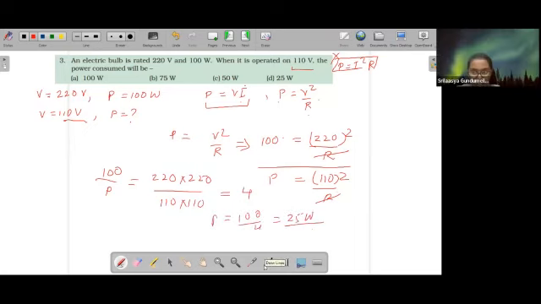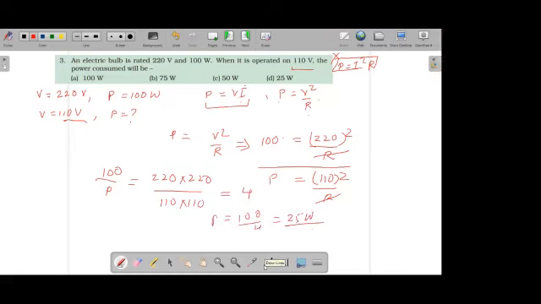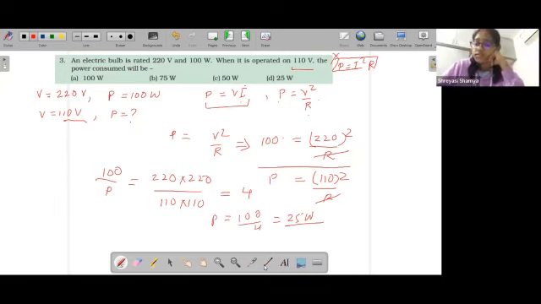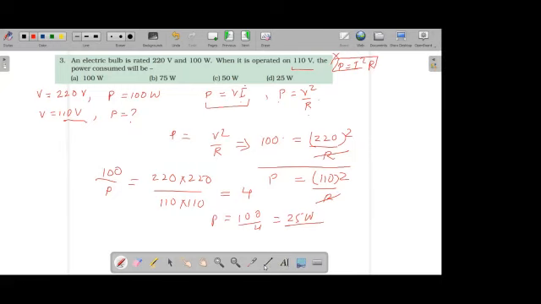Sir, I got it. Last year, anyone else got this as 25? Yes, sir. But we can still make use of P is equals to VI, right? No, we can't make use of it because if you are using it in the first case, the current will be different. Okay, in the second case, the current will change because you are changing the operating voltage.